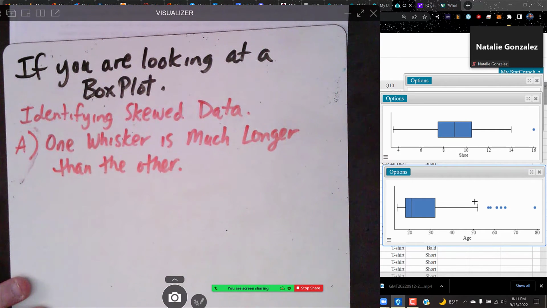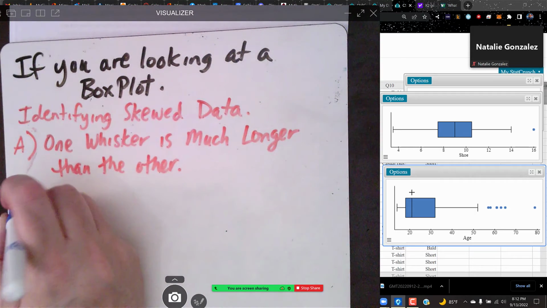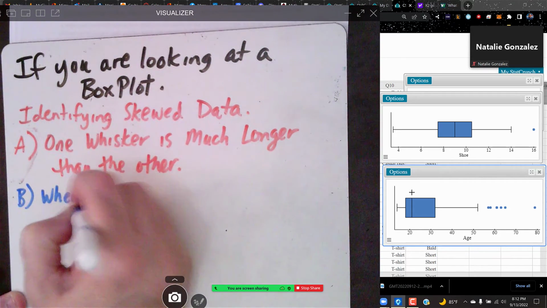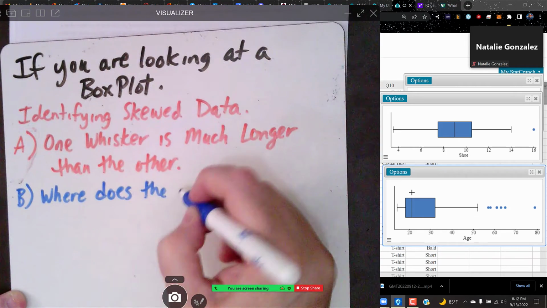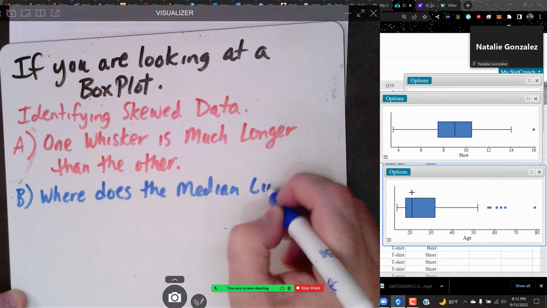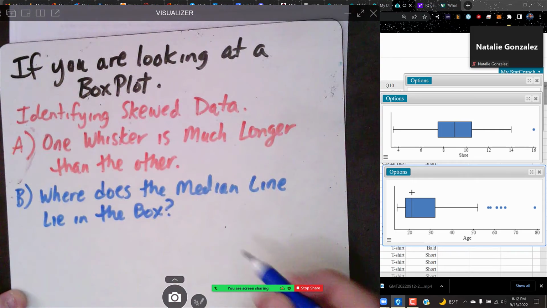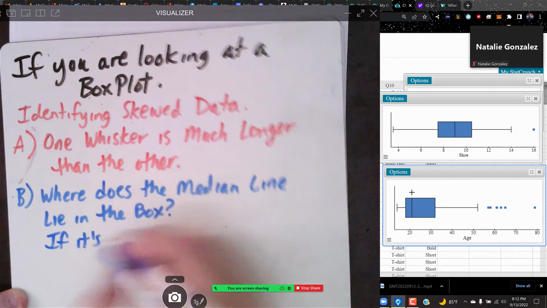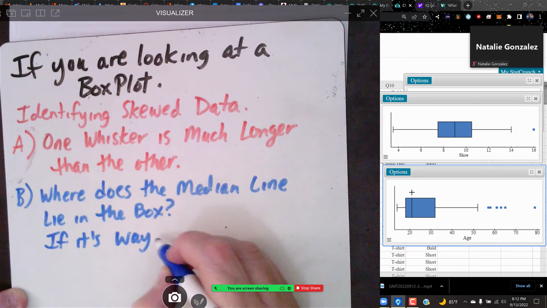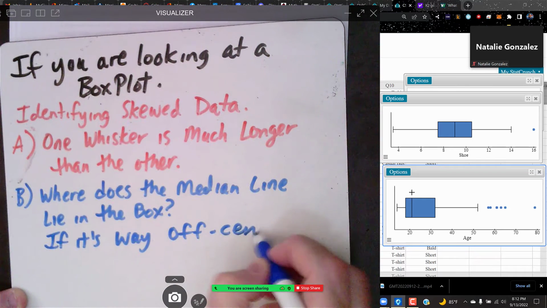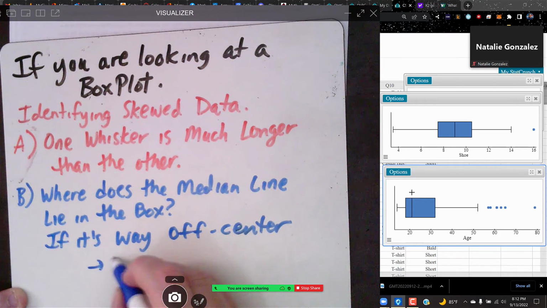The long whisker right here makes it skewed, and notice the boxes, how they're different. On the age box, the middle line is not in the center of the box. So that might be when the whiskers don't indicate it. Where does the median line lie in the box? If it's way off center, this is also another indication of skewed data.